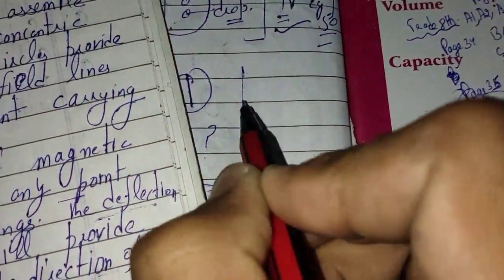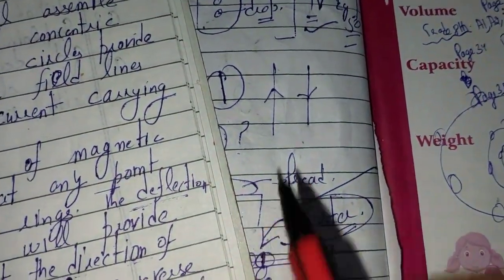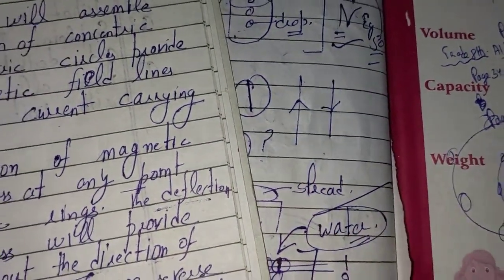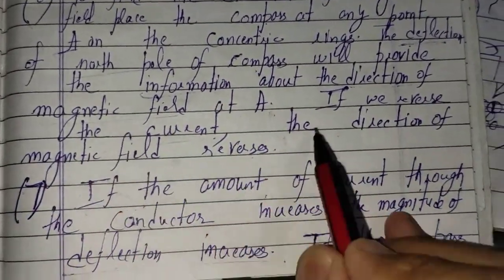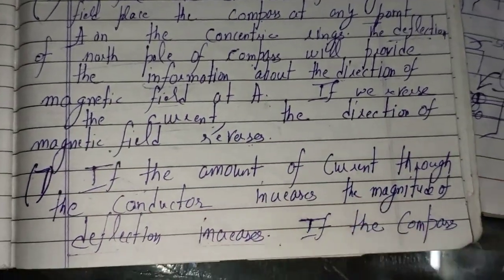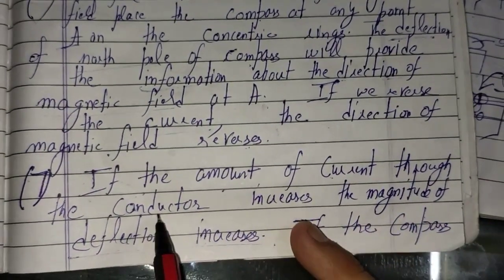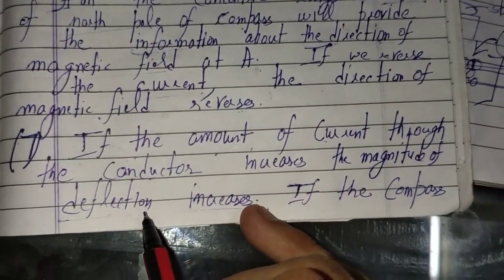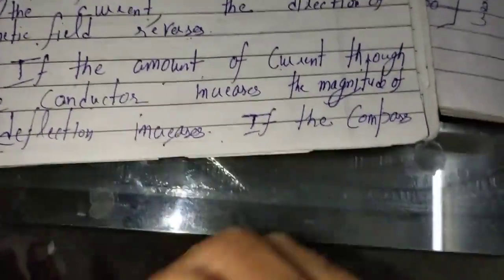If you change the direction of current through the wire, the direction of magnetic field also changes. If we reverse the current, the direction of magnetic field reverses. If the amount of current is increased, the magnitude of magnetic field also increases.